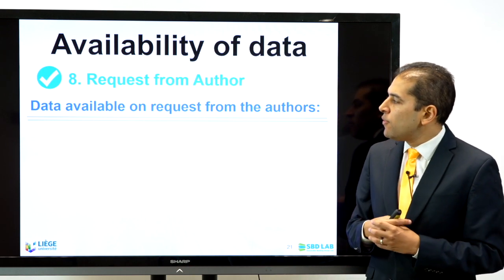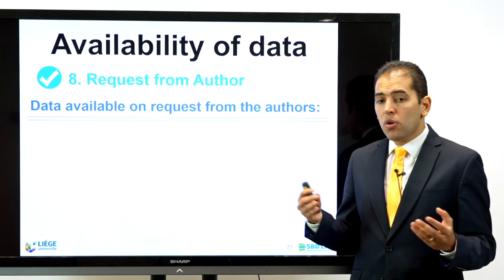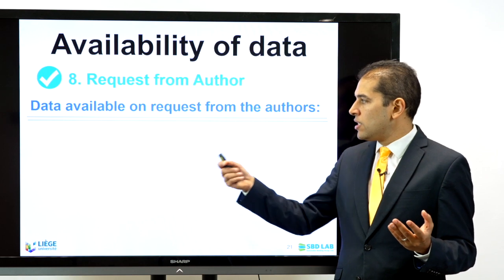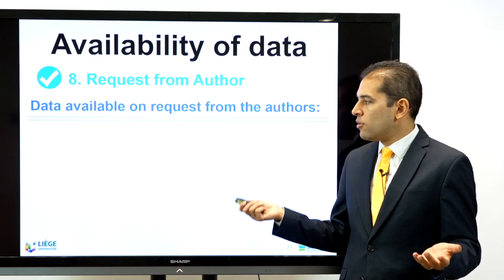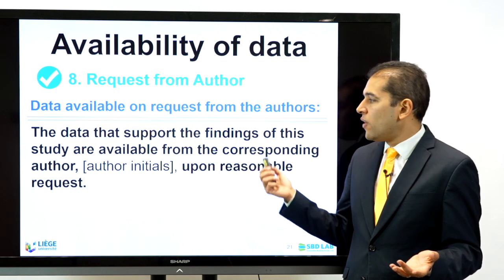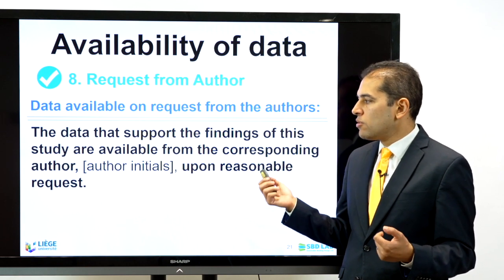Option 8 for the data availability statement is to have simply a request from the author. You say the data is available on request from the authors. So the data supporting the findings of this study are available from the corresponding author.